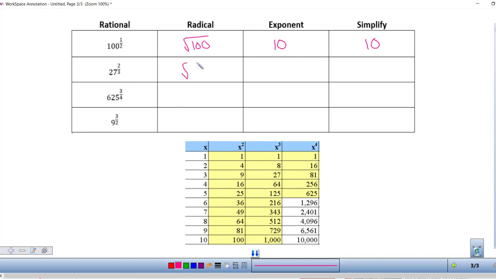27 to the 2/3. So 27 inside over outside. When we simplify this, we want to start with the radical part. So I'm going to ignore the exponent, and I'm going to take the cube root of 27. So that means I'm looking at the perfect cube list, finding 27. Cube root of 27 is 3. And then this exponent on the outside, or on the inside, we just carry with us, 3 squared. So 3 squared is 9. So 27 to the 2/3 power equals 9.